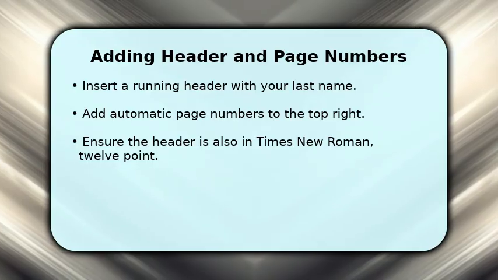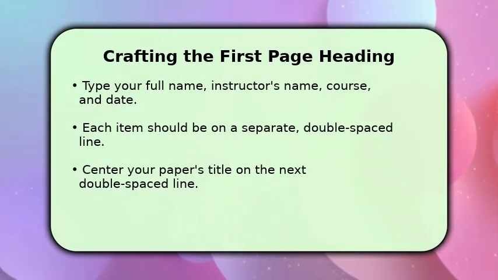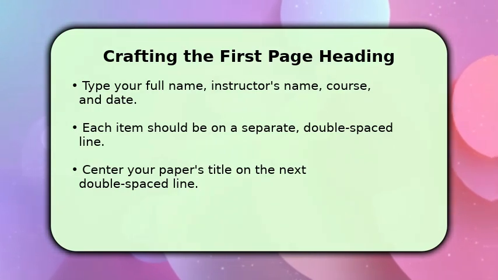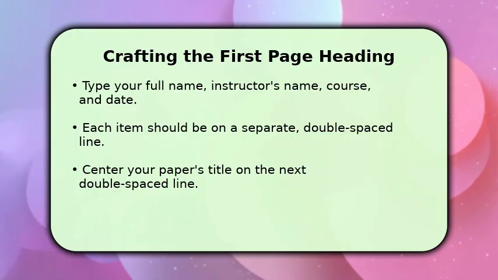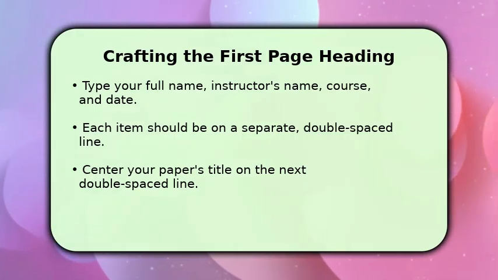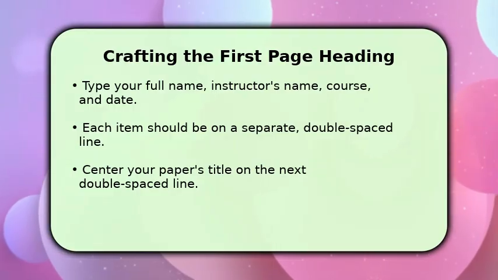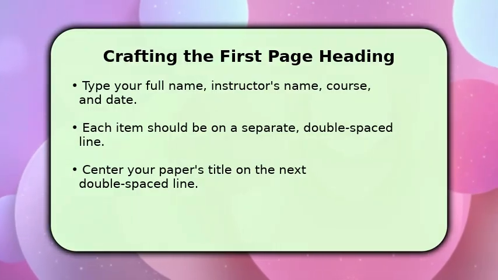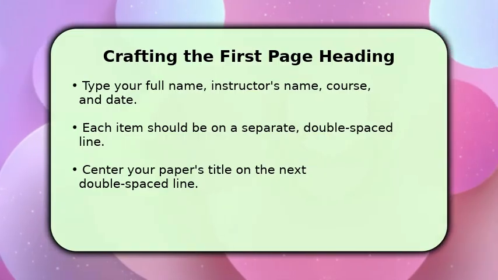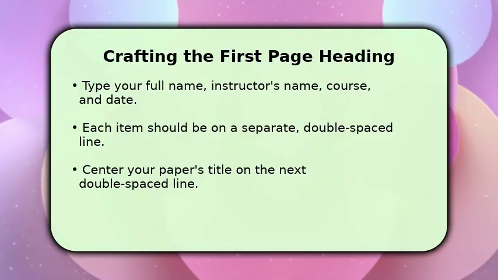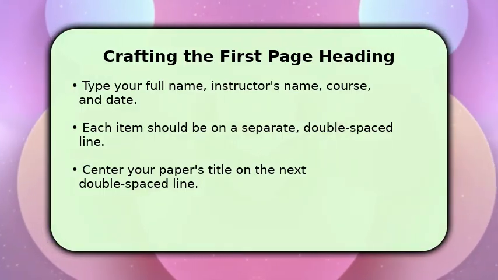follow your work. For the first page, you'll need a specific heading. On the first line, type your full name. On the second line, enter your instructor's name. The third line should be your course name, and the fourth line is the date, formatted day, month, year. All these lines should be double-spaced. Then, on the next double-spaced line, center your paper's title. Remember, do not bold, underline, or italicize your main title, just capitalize the significant words.